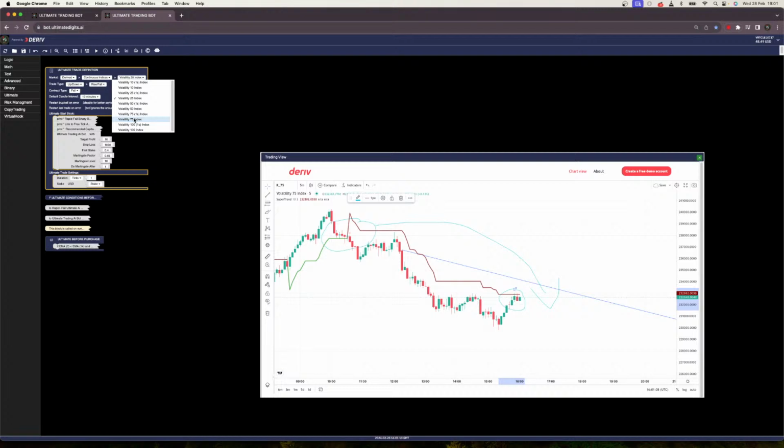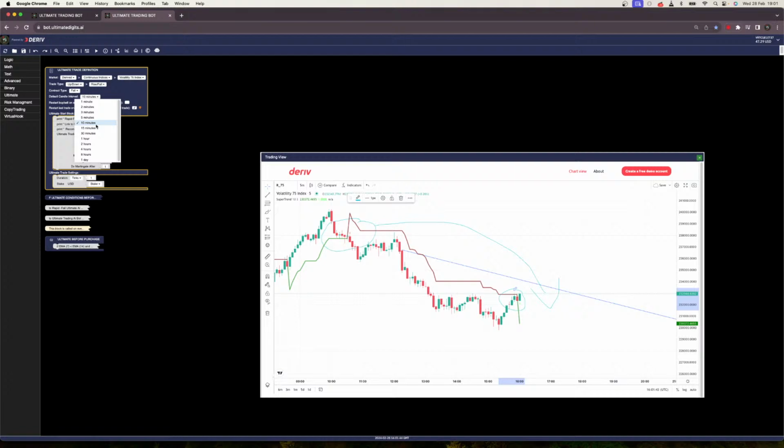Set the market to volatility 75 index. We are trading the rise and fall trade type. The contract type is fall, because we are on a downtrend market. So the bot will only execute fall trades.